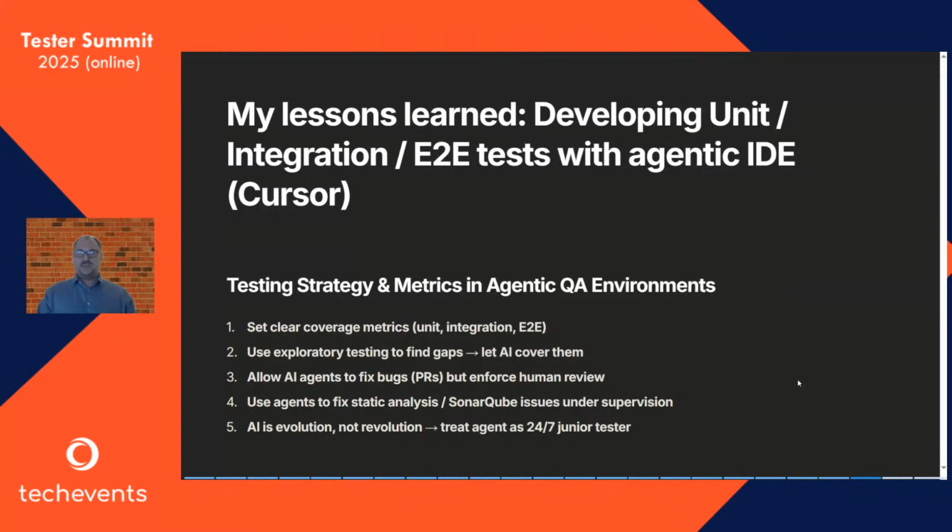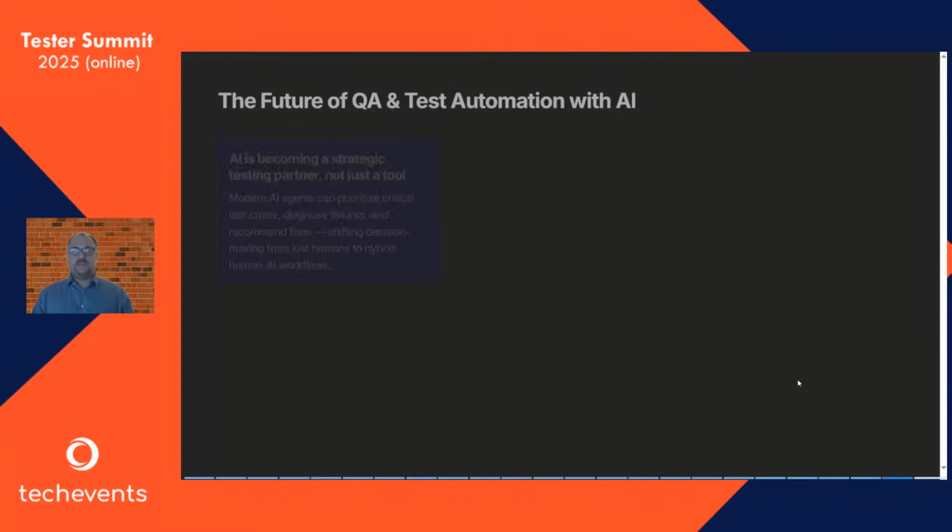Treat the agent as a 24 hours, 7 days a week working junior tester who needs to learn at the beginning. The better instructions, the better Cursor rules, the better PRD or plans you give to these agentic AI workflows, the better it will work over time.